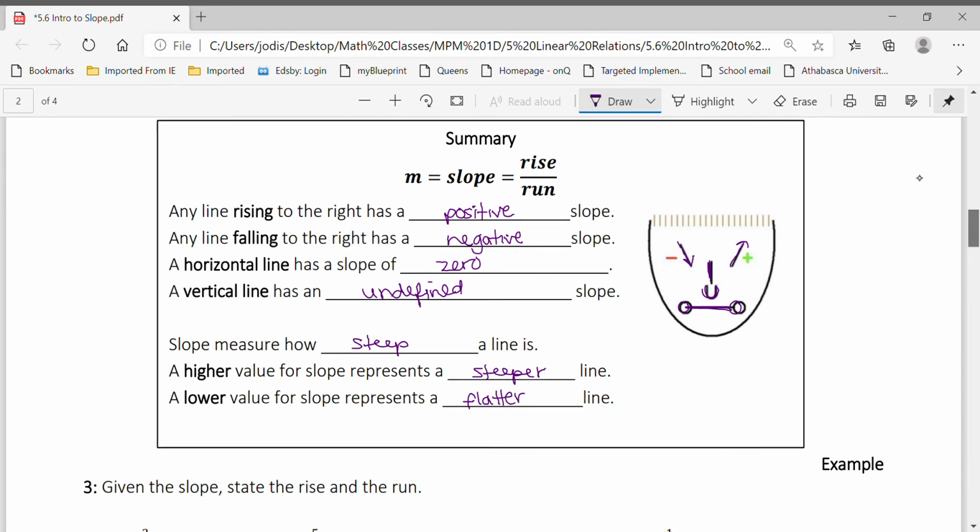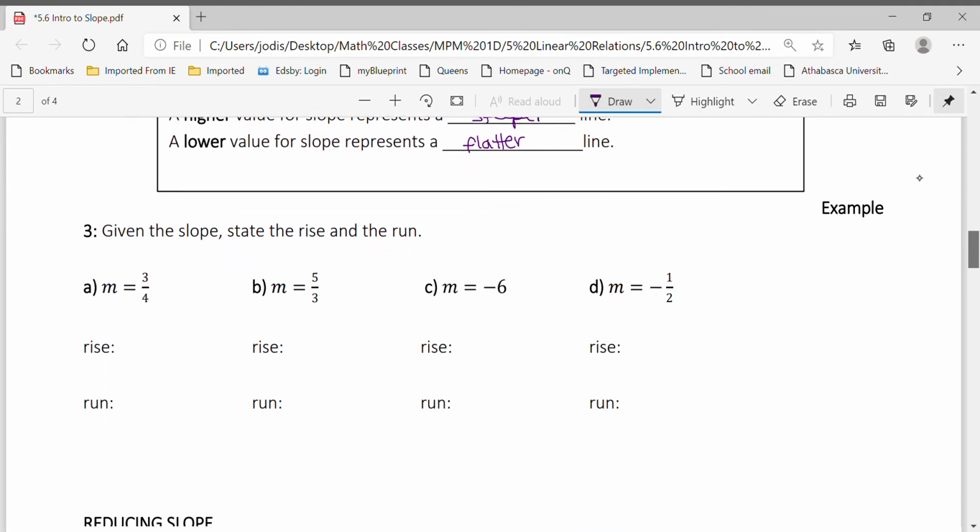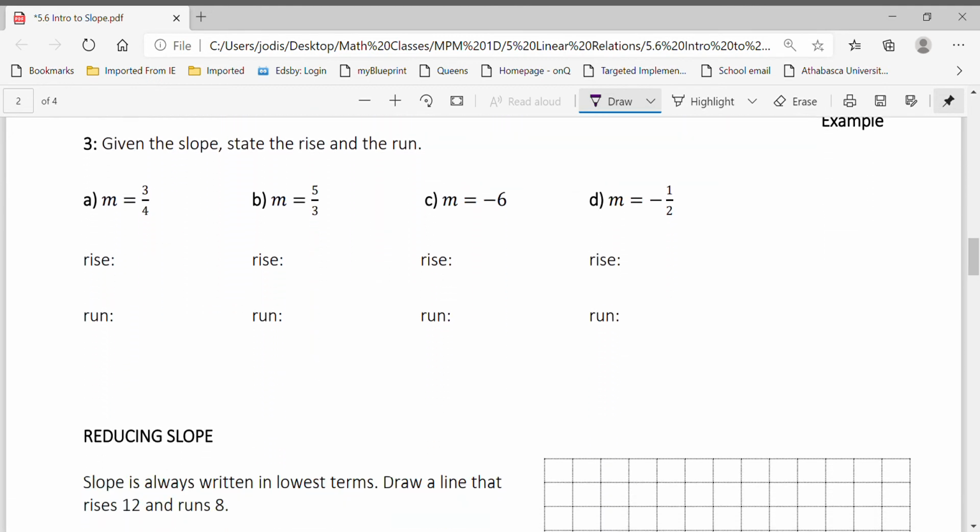Okay, so let's take a look at some examples here. If we're given the slope, we want to be able to state the rise and the run. Remember that our slope equals rise over run. So this is a pretty simple question. Rise is always on the top. So in this first one, if slope is 3 over 4, our rise would be 3 and our run is 4. For part B, slope is 5 over 3, so rise is 5, run is 3.